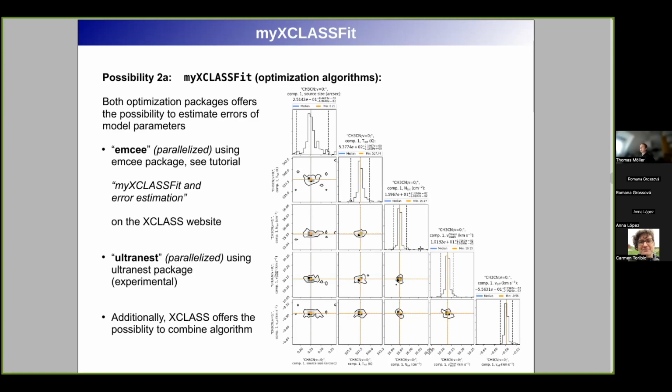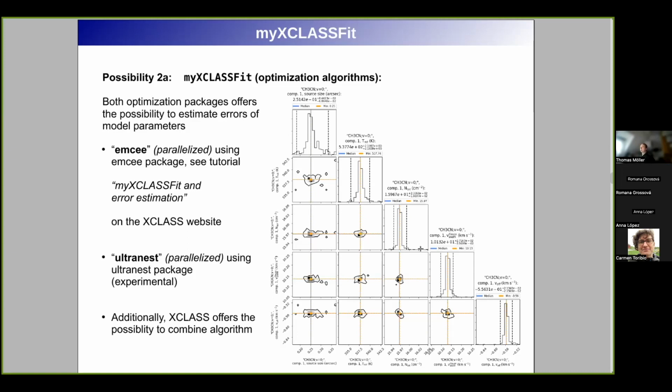And XCLASS offers the possibility to combine different optimization algorithms. For example, you start with a global optimization, like the genetic algorithm, and then use the result of the genetic algorithm as input for the Levenberg-Marquardt algorithm. And then after that, you apply the MCMC package.